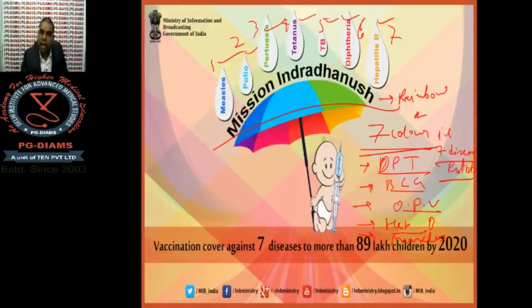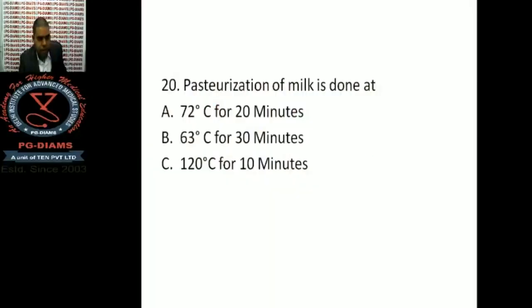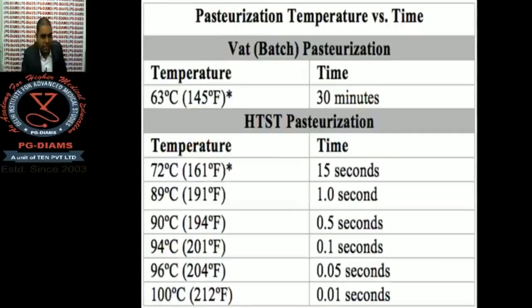And hence it has helped in improving the vaccination status in India. Okay. Now, the next question is: pasteurization of milk is done at. The correct answer is 63 degrees Celsius for 30 minutes. Why? Because only 63 degrees Celsius is done for 30 minutes. Rest all we use only seconds.